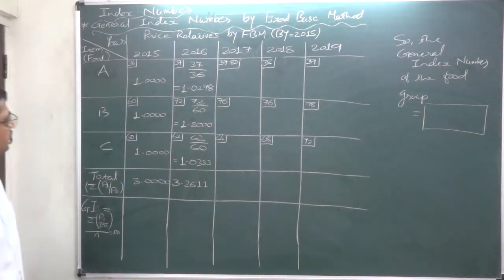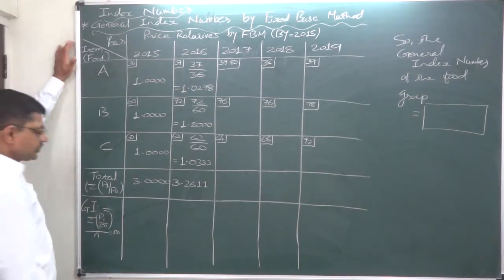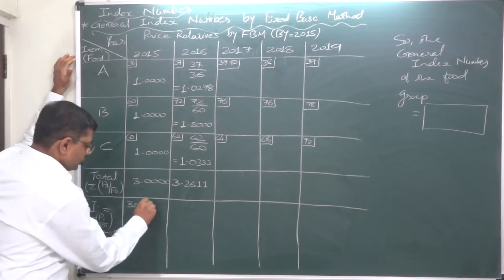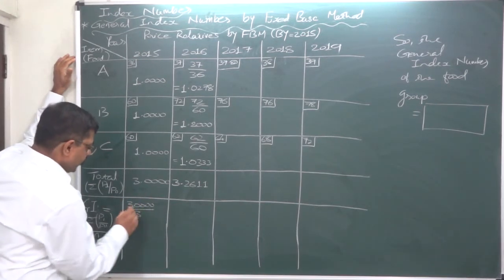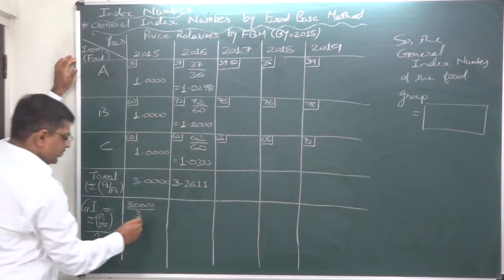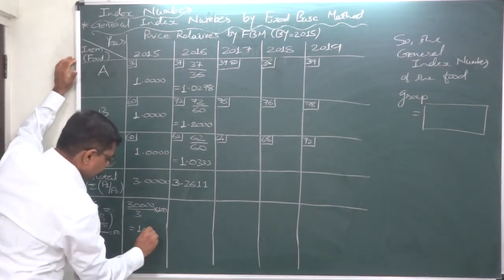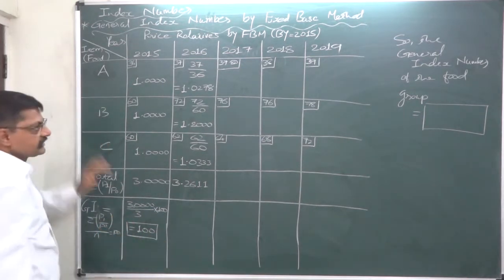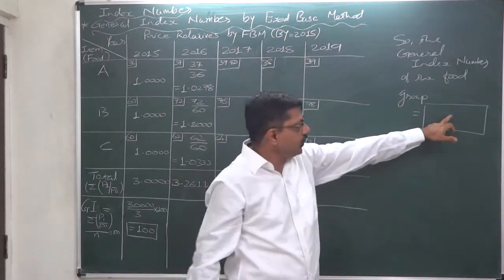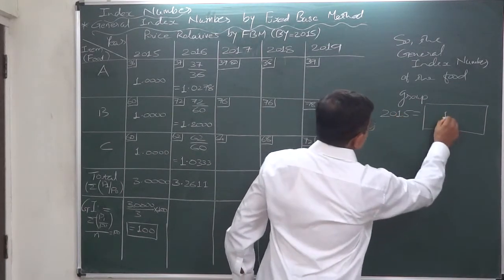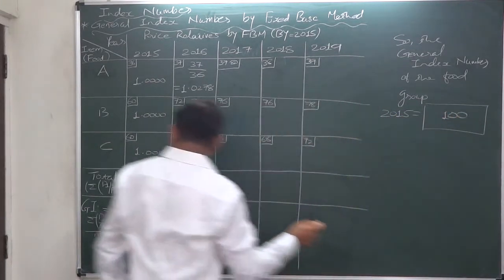So let's calculate the general index number for both the years. For 2015, that is actually just formality. Summation of price relatives 3 divided by number of items A, B, C, that is 3, into 100. So it must remain 100. Yes, you have to write 5 answers here. For 2015 it comes to 100.